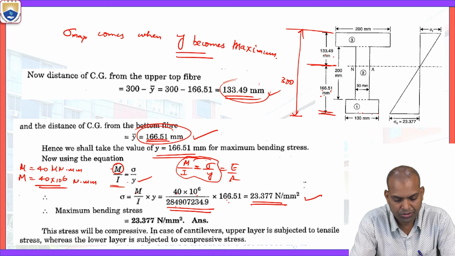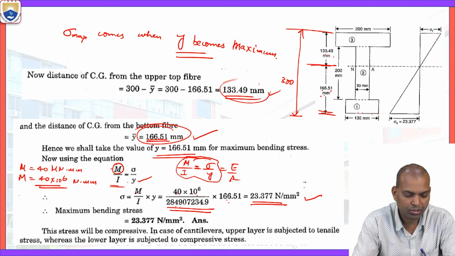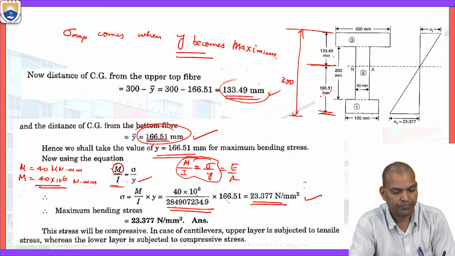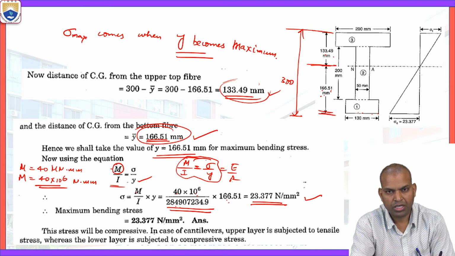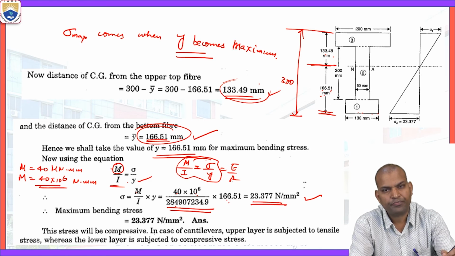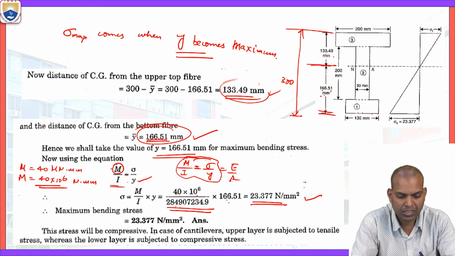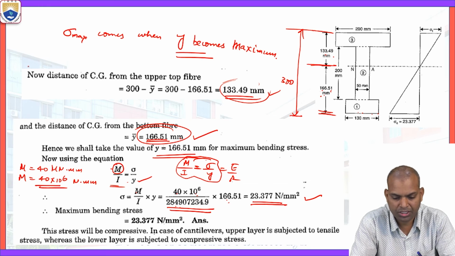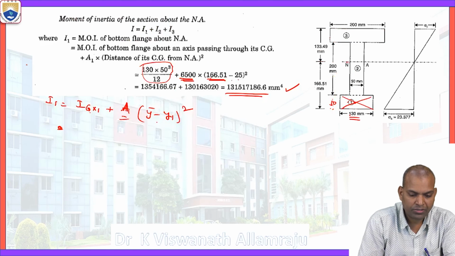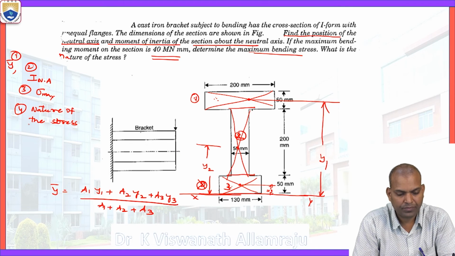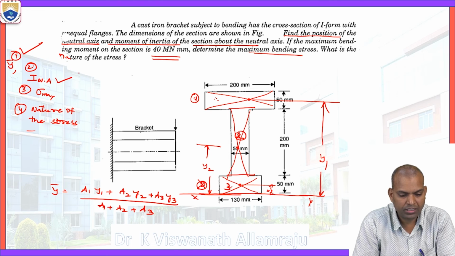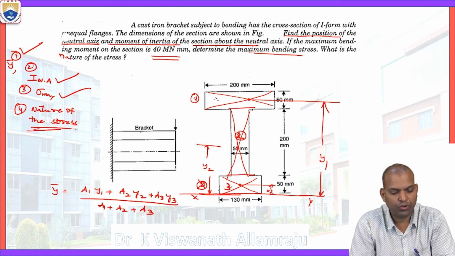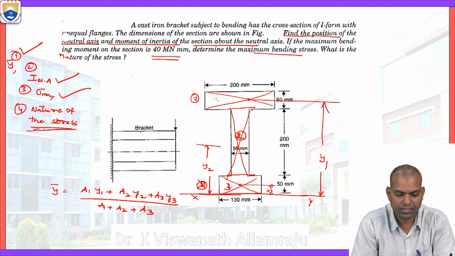That is the third objective achieved. We completed the third objective. The first objective is the location of the neutral axis. The second objective is the moment of inertia about the neutral axis. The third objective is the maximum bending stress calculation. And one more objective is left. The fourth objective is the nature of the stress.